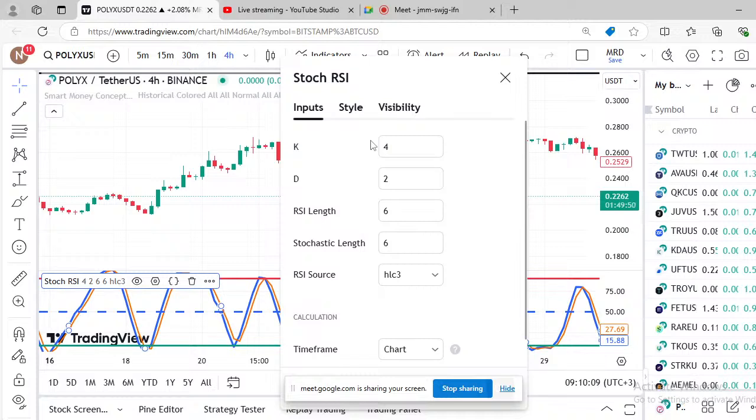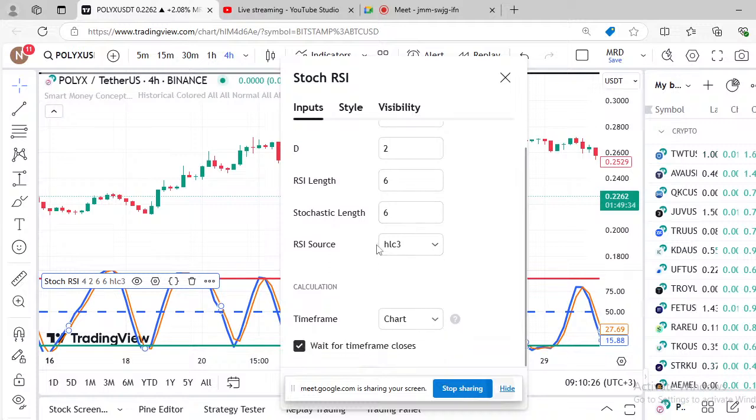Here we are on inputs. So make sure your K is showing 4. Your D is showing 2. The length is 6. Stochastic length as well is 6. Okay? Then here RSI source, it is C3. That's what you need to choose.